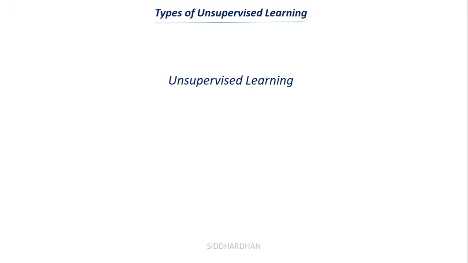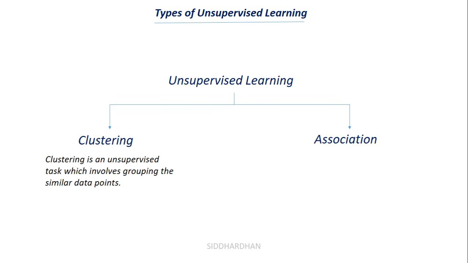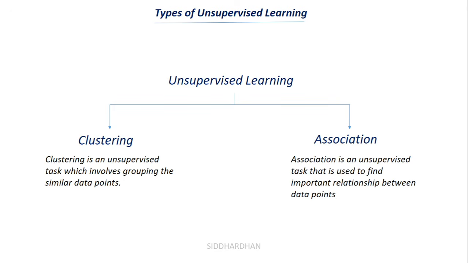So, what are the types of unsupervised learning? There are two types. The first task is clustering, and the other task in unsupervised learning is association. What is meant by clustering and association then? Clustering is an unsupervised learning task which involves grouping similar data points. This is the example we have just discussed, the apple and mango example, where we group the similar data points. And in association, an unsupervised learning task, we try to find important relationships between data points. In a big data set, we try to find which data points are associated, which are similar.